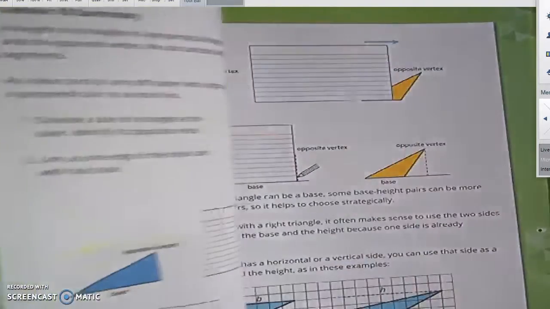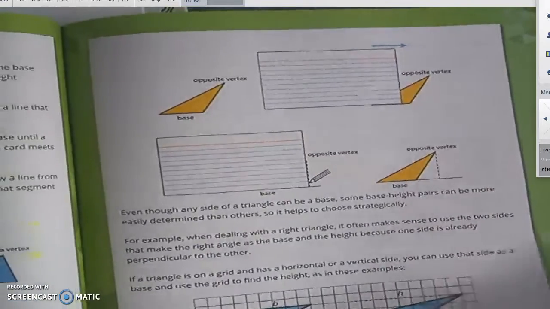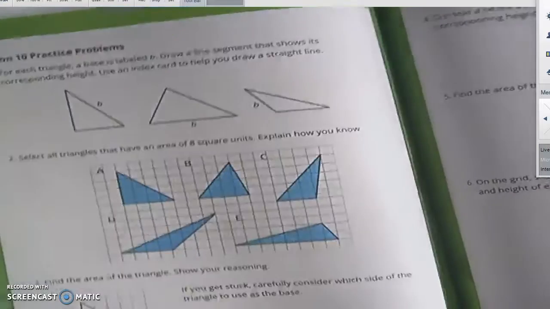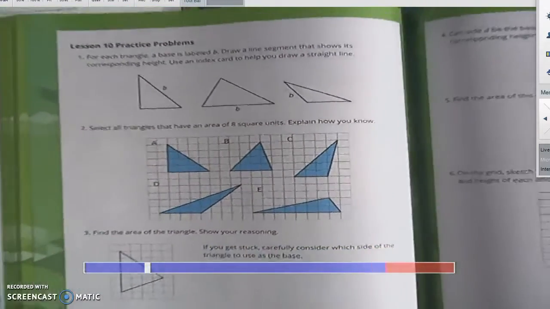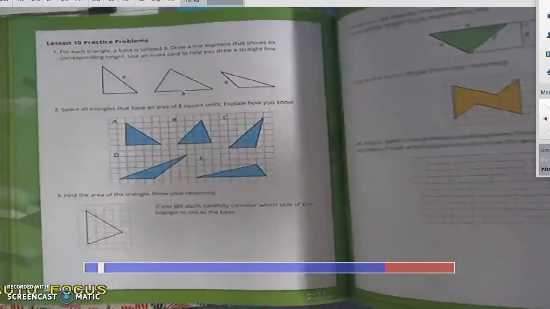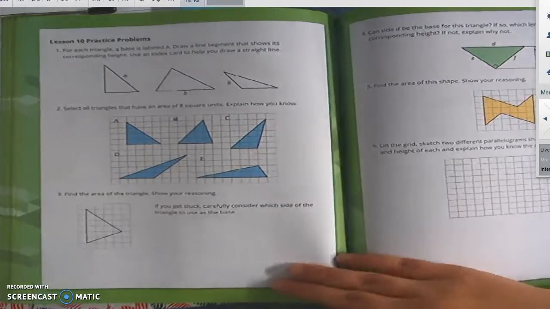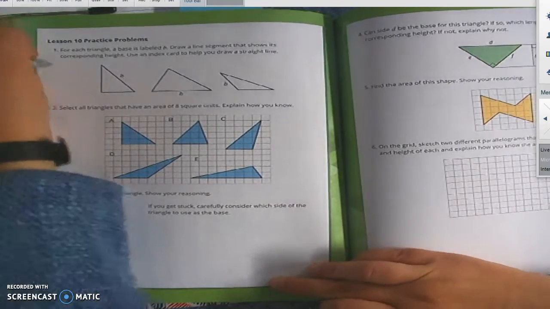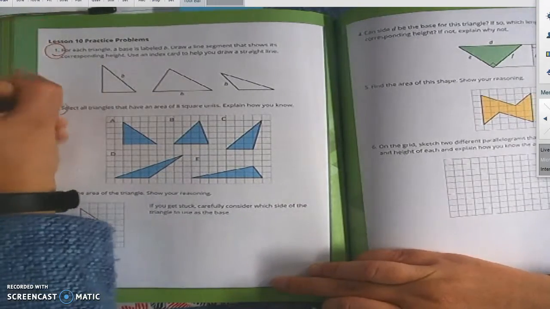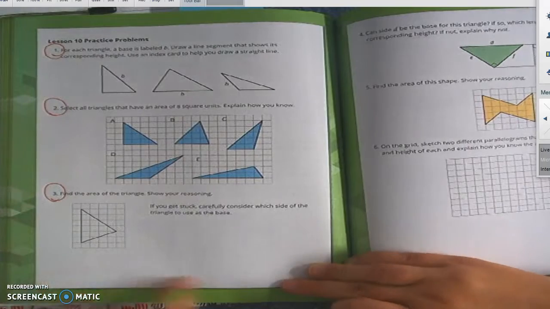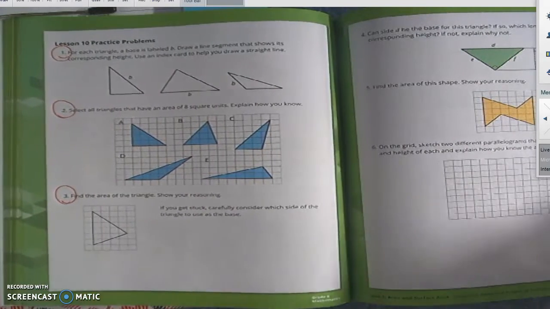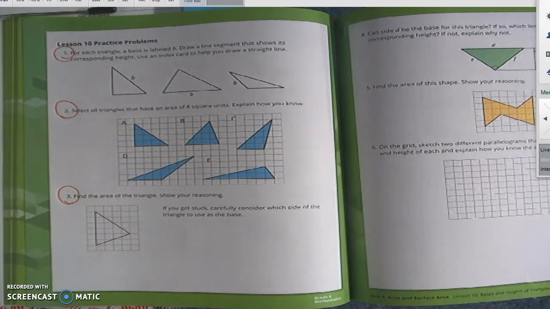Okay, then the last thing I'm going to have you do is flip over to page 68. And you can work with your talking partner. You're going to do numbers 1, 2, and 3. So this is not homework. This is classwork. We're going to check it in class tomorrow.